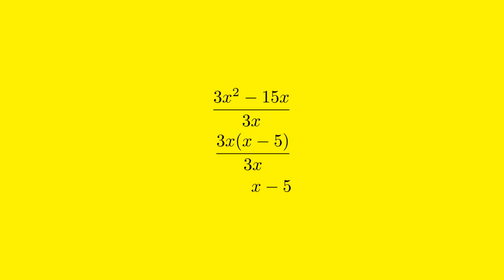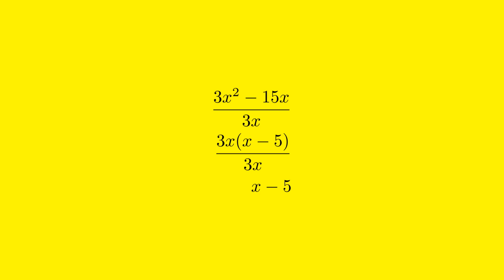To reduce the rational expression 3x squared minus 15x over 3x to its lowest terms, we begin by identifying and factoring out the common factors in both the numerator and the denominator. First, let's examine the numerator, which is 3x squared minus 15x. 3x squared means 3 times x times x. 15x means 15 times x.